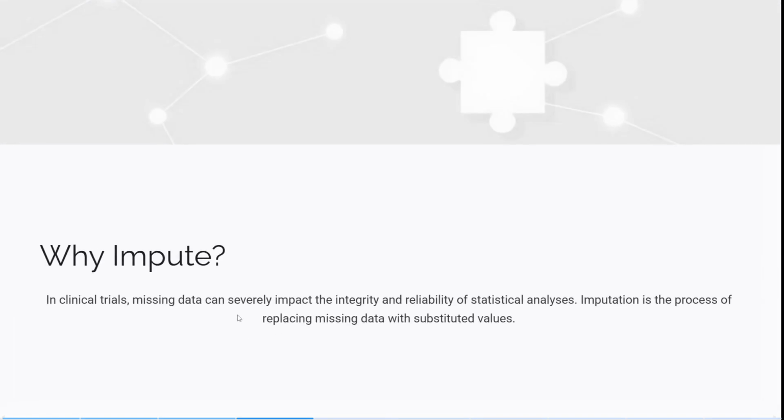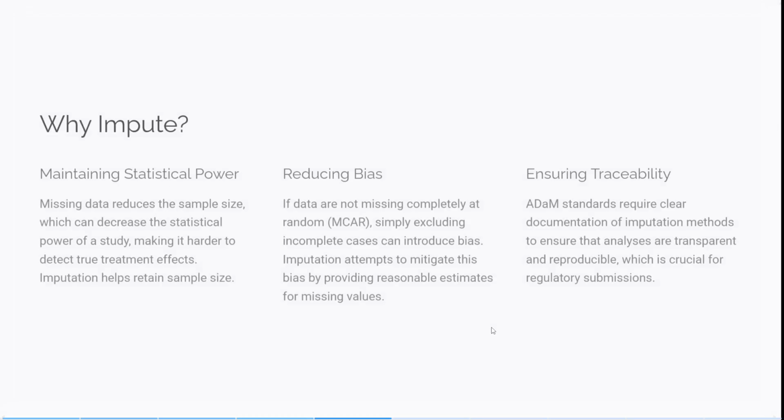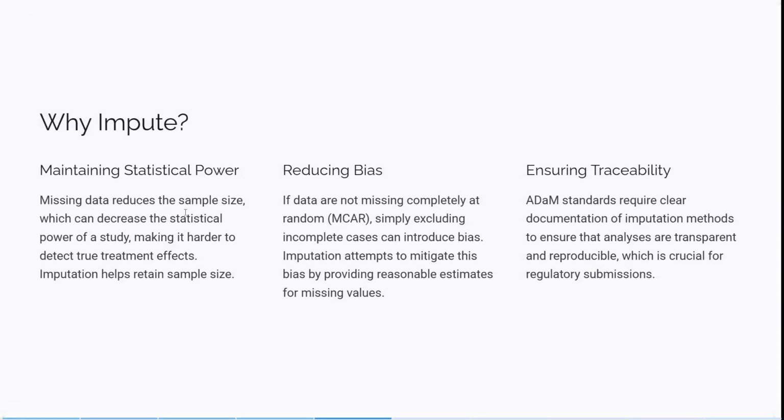In clinical trials, as I mentioned, missing data can severely impact the integrity and reliability of the statistical analysis. Imputation is the process of replacing the missing data with substitute values. So why impute? Missing data reduces the sample size, which can decrease the statistical power of a study, making it harder to detect true treatment effects, and imputation helps retain sample size. We should properly evaluate the missing values because they have a significant impact on the final result.